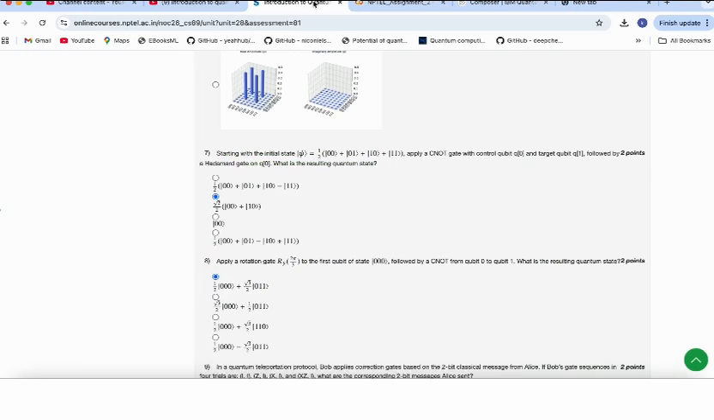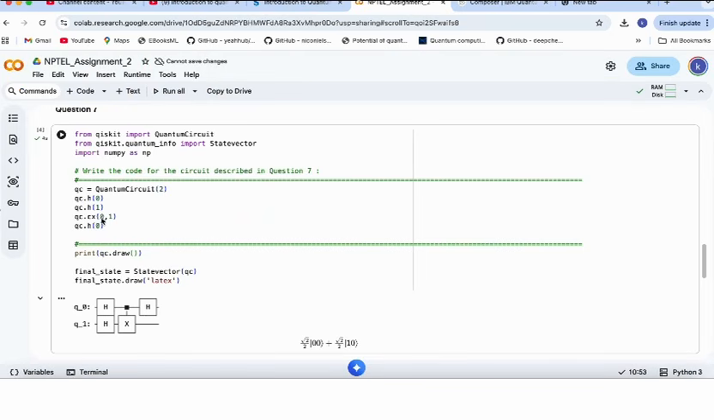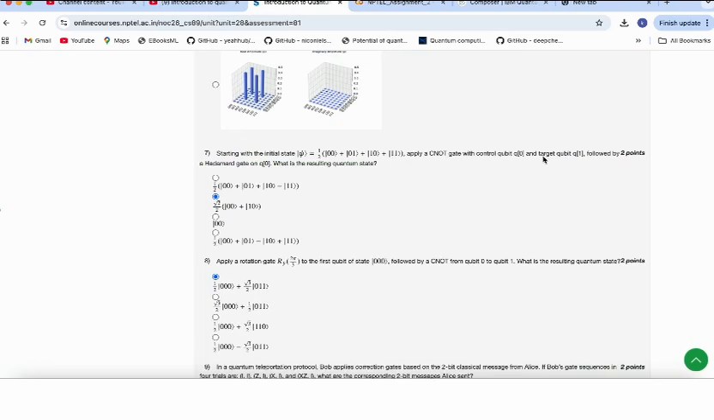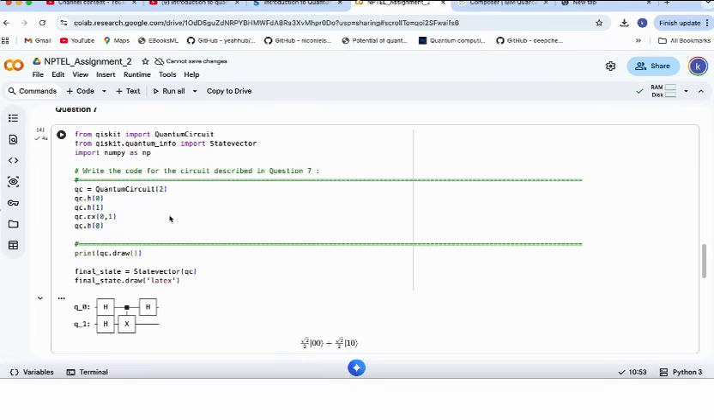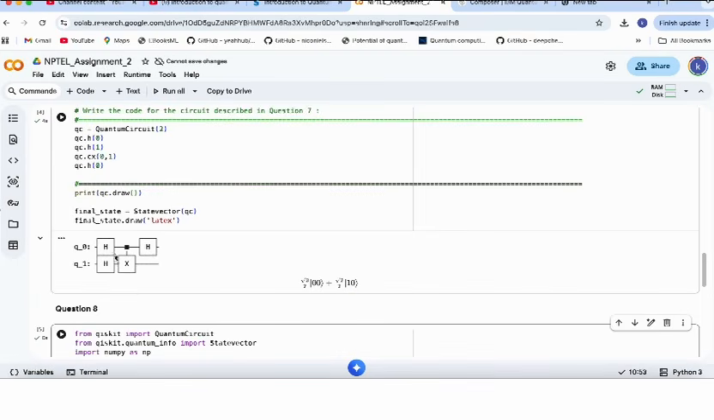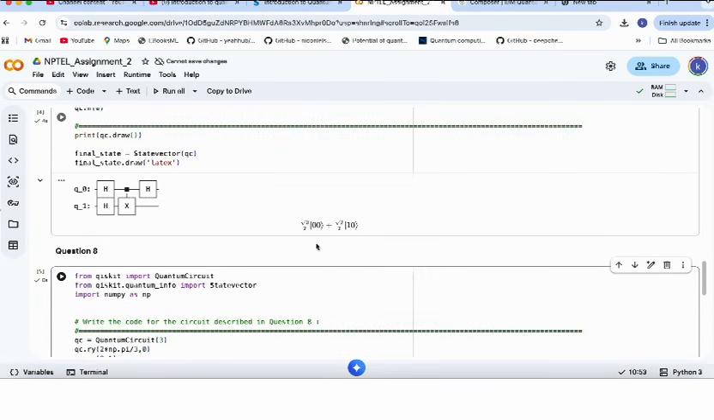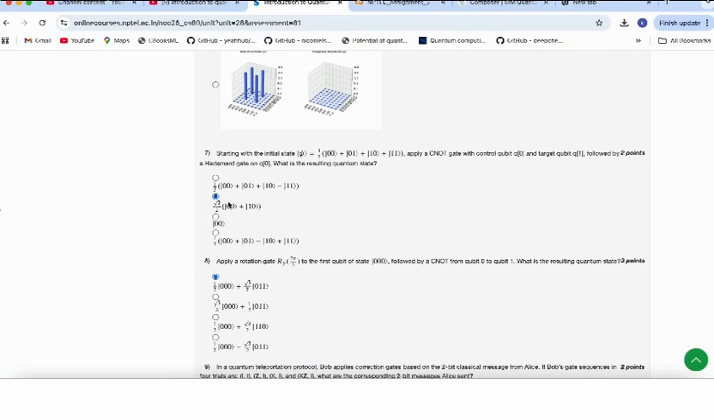And next what they asked is, apply a CNOT gate with the control on Q0 and target on Q1. So CNOT gate, with control on the 0 qubit and target on the 1 qubit, right? And next, followed by a Hadamard gate on Q0. So again we are going to write the Hadamard gate on Q0, right? This is the circuit. And finally we have got the solution here, root 2 by 2 0 0 and root 2 by 2 1 0. So qubit 0 0 and 1 0. So the second one is the solution.